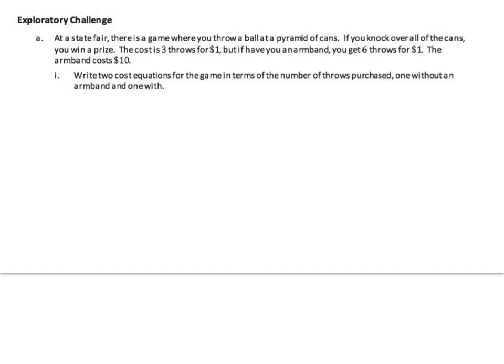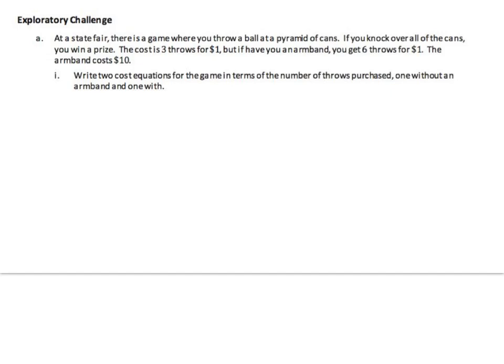At a state fair, there is a game where you throw a ball at a pyramid of cans. If you knock over all the cans, you win a prize. The cost is 3 throws for $1, but if you have an armband, you get 6 throws for $1. The armband cost is $10. Write 2 cost equations for the game in terms of the number of throws purchased, one without an armband and one with.